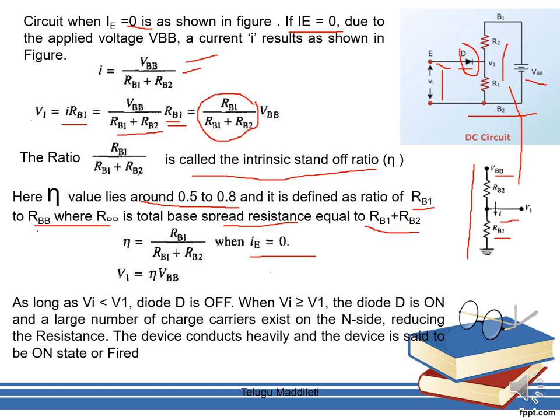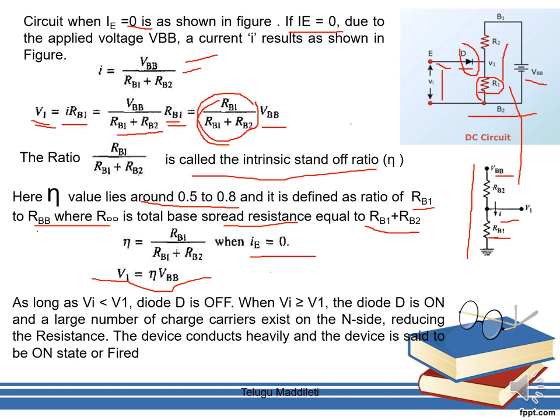So then V1 means the drop across RB1 is called V1. So the drop across RB1 is equivalent to eta VBB. So V1, or the drop across RB1, is equivalent to eta VBB.